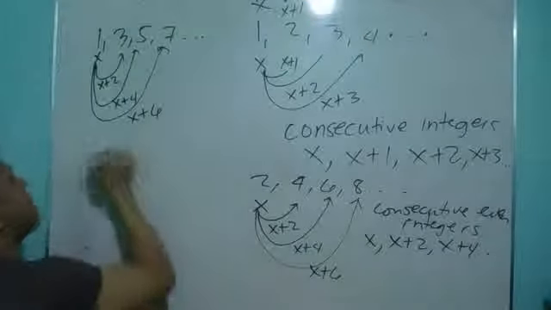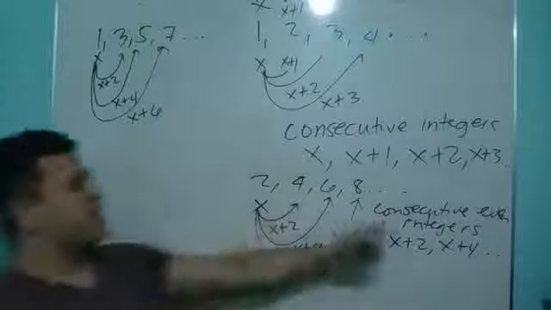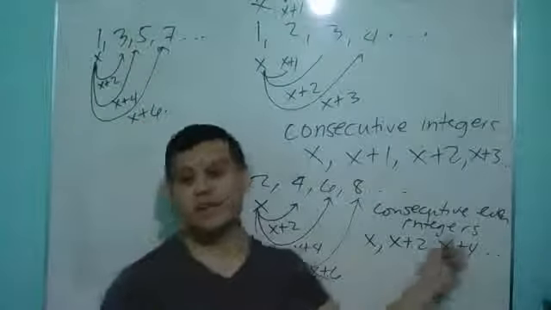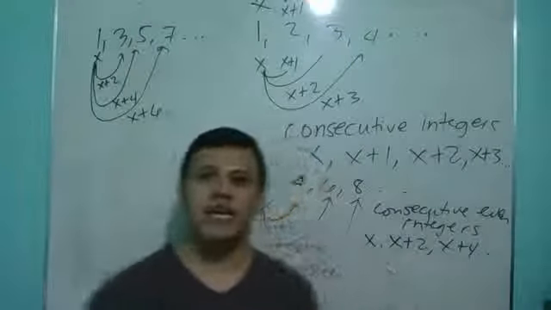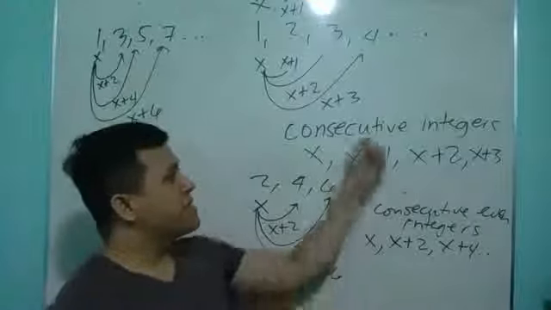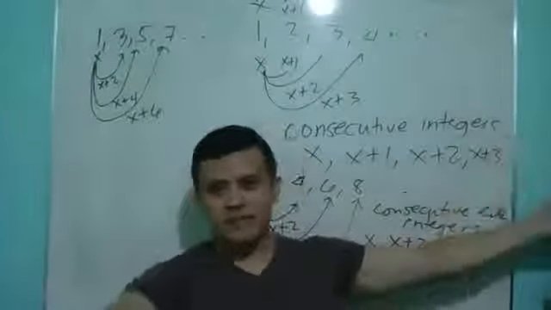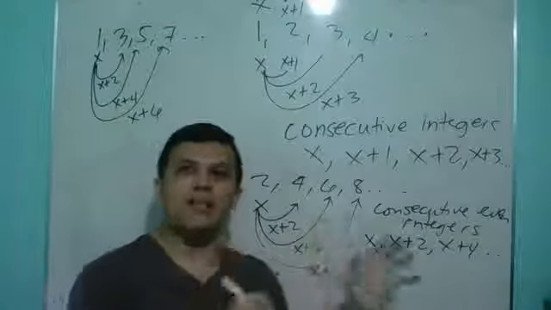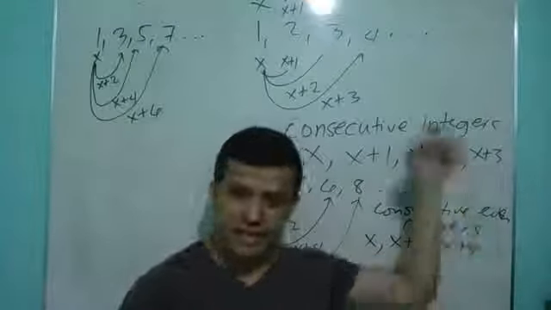Okay, so consecutive odd and even integers, you must represent that with x, x plus 2, x plus 4, x plus 6, x plus 8, x plus 10, like that. So, consecutive integers, just x, x plus 1, x plus 2, x plus 3, x plus 4, and x plus 5, like that. Consecutive even integers and consecutive odd integers are just the same: x, x plus 2, x plus 4, x plus 6, and so on.